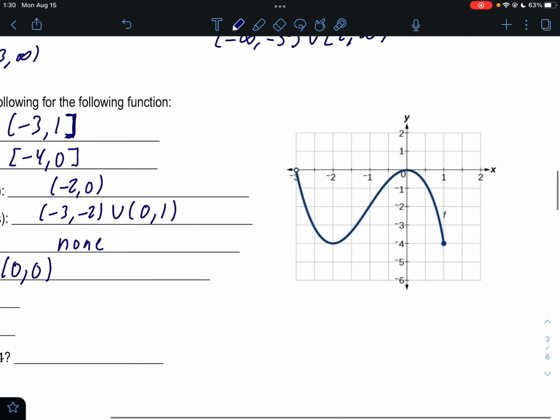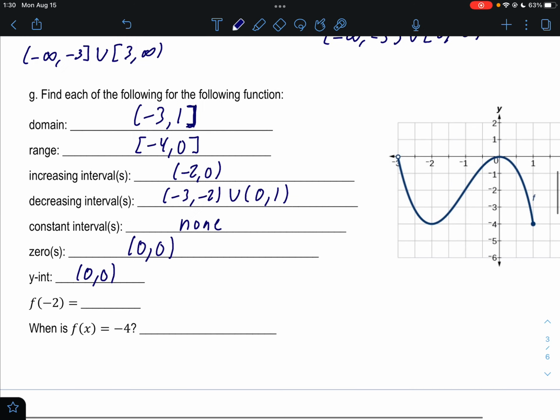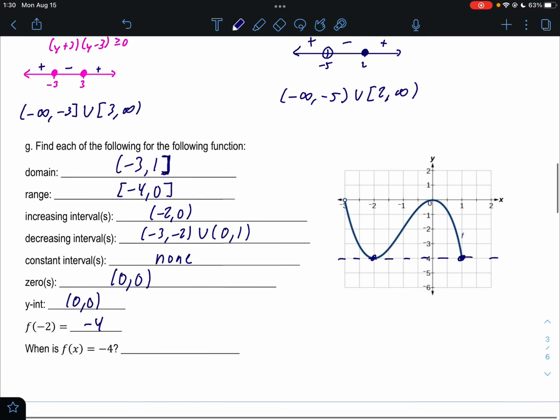F of -2. All right, if we put -2 in, what we get back looks like -4. When is f of x equal to -4? So when does this function equal -4? Well, that actually happens twice. X equals -2 and x equals 1. So x equals -2 and x equals 1.